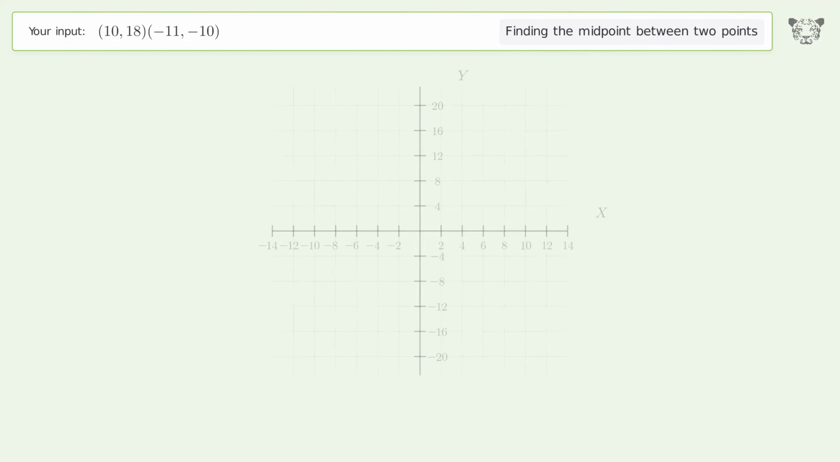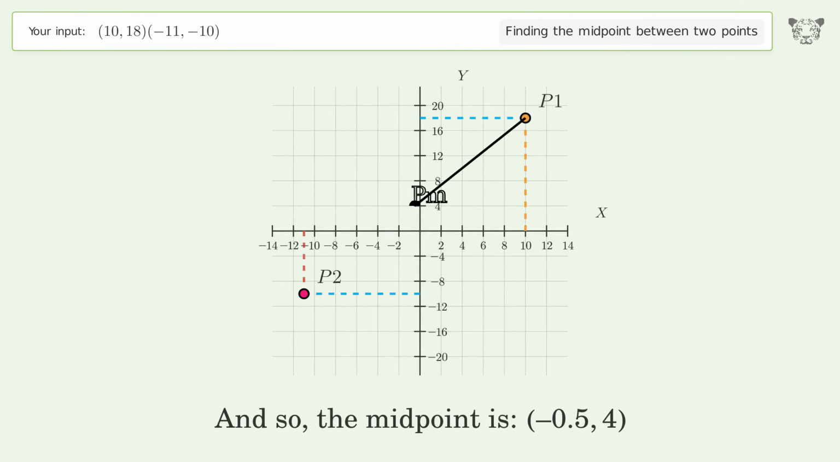And so, the midpoint is negative 0.5, 4.